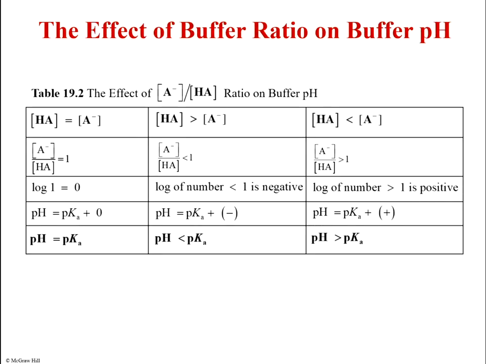So here we see the effect of the base to acid ratio on buffer pH. When the conjugate weak acid and weak base are equal in concentration, their ratio is 1, log of 1 is 0, therefore the pH equals the pKa. If the weak acid concentration is higher than the weak base, then our ratio is less than 1, and so we have a negative value, so our pH is less than the pKa, which makes sense. A more acid system should have a lower pH. And then if we have excess weak base, then we see that the pH is greater than the pKa.